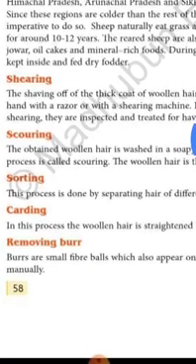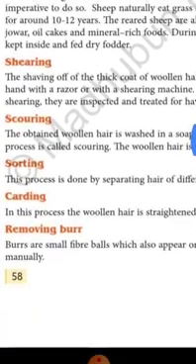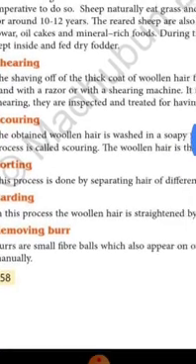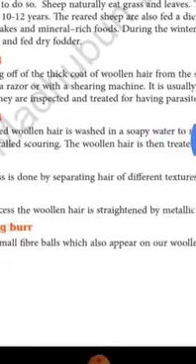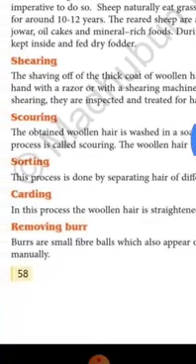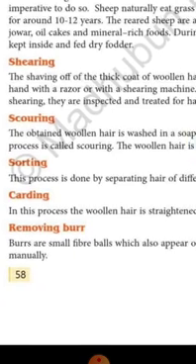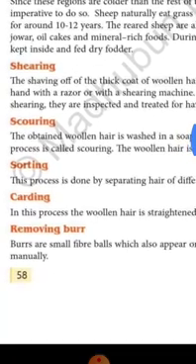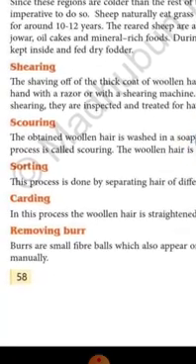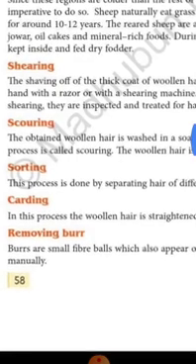After sorting takes place, the next process is carding. In this process, the woolen hair is straightened by metal teeth. The metal teeth are used just like a comb to make the woolen hair straight. If the woolen hair is not straight, it will not be able to make woolen yarn smoothly. So carding is necessary to make the woolen hair straight.